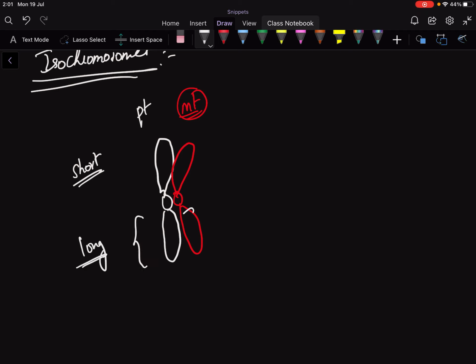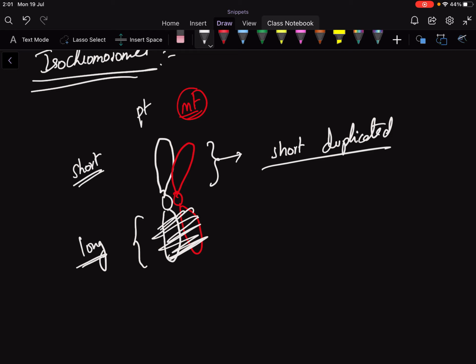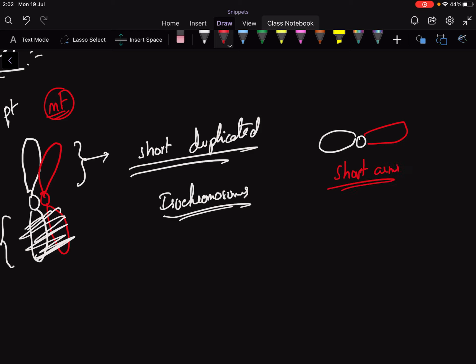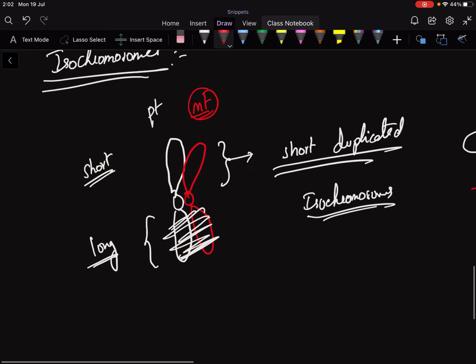Suppose the long arm is deleted entirely and the short arm is duplicated. Then they are called isochromosomes. Eventually you will form a chromosome like this. Both of these are short arms, not long arms. Normally a chromosome contains a short arm and a long arm, but here the case is entirely different, hence they are called isochromosomes.